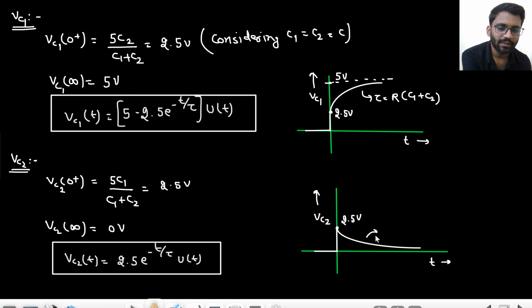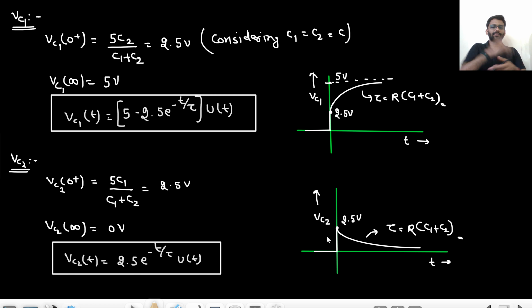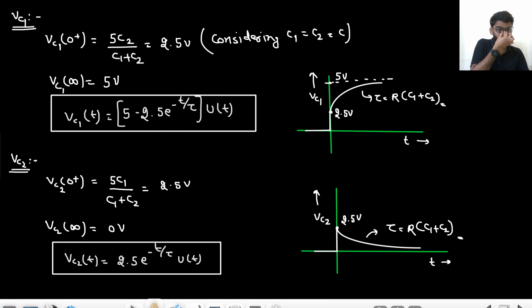What is the time constant? Time constant is R into C1 plus C2. Are you getting this point or not? Okay, so this is Vc1 and Vc2. Now, do I again need to derive the IC1 and IC2? Because what is happening? Are you getting this point?